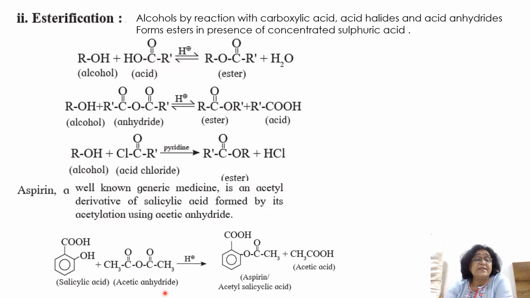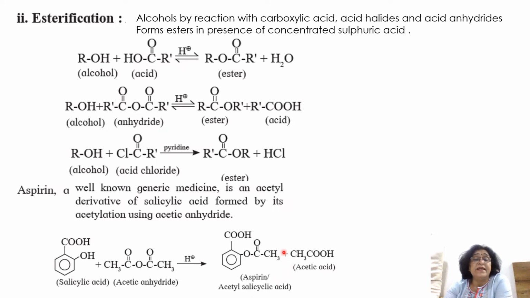So when salicylic acid is reacted with acetic anhydride in the presence of concentrated sulfuric acid, what happens? The OH hydrogen gets replaced by COCH3. So here you see COCH3 combines with OH, and in this case acetic acid is given out, and the acetyl salicylic acid is formed.